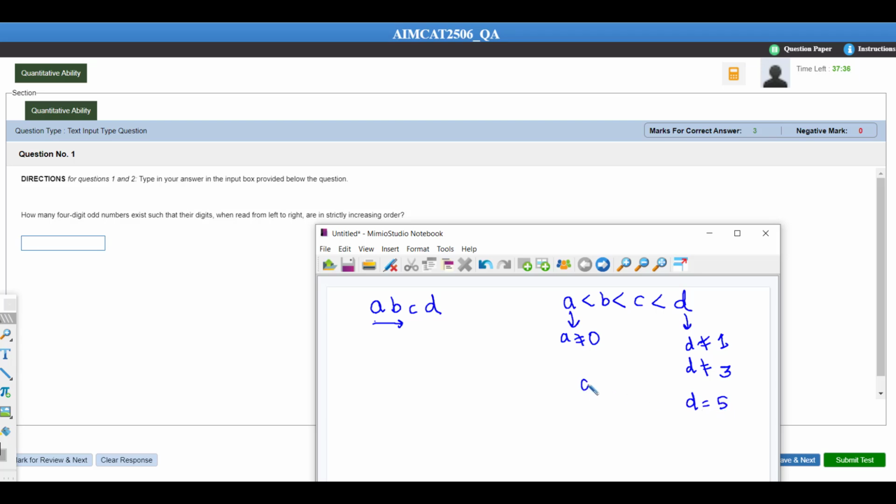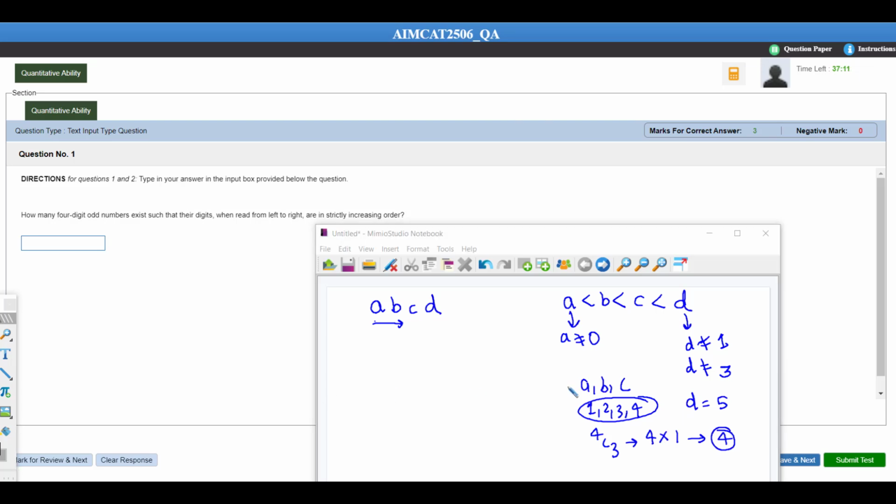If D is equal to 5, ABC should be among 1, 2, 3, 4. Out of these 4, we need to choose 3. 4C3 is equal to 4, and their arrangement is going to be in only one way. So 4 four-digit numbers are possible if D is equal to 5.